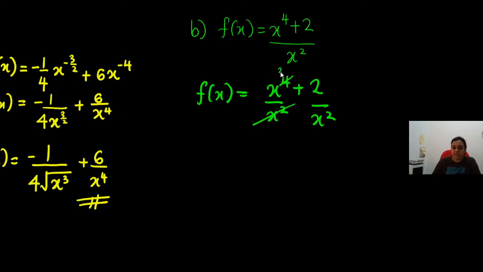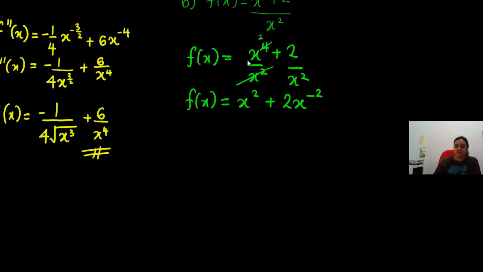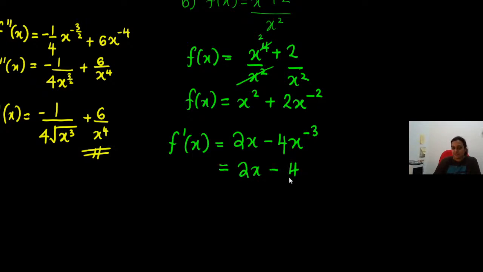The bottom one here can cut. Since it can cut, this is x squared, and that x squared you bring up, so it will be x^(-2), going to the upper part. Now we differentiate. f prime: we will get 2x minus 4x^(-3). Don't leave your answer in negative, so you bring the x back down. So this is your first derivative.